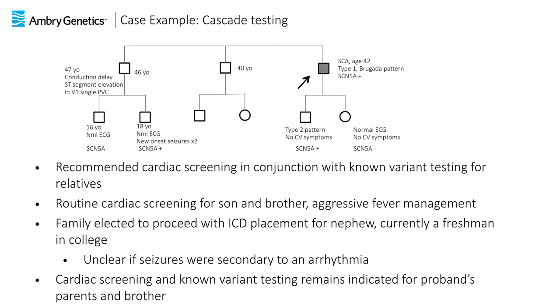He had gotten up to get something to drink after having a meal. His lips were reportedly blue by observers. He was shaking and convulsing. He was taken to the ED, had a CT, and all of his evaluations were essentially normal. He had a second seizure on the way home, returned to the hospital, had a head MRI, and a 24-hour EEG was normal. He did not have any cardiac monitoring during either event, unfortunately. This nephew did test positive for the familial SCN5A variant.